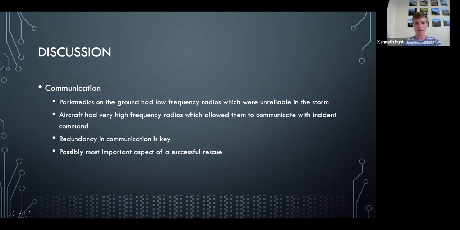And possibly the most important aspect of a successful rescue. And I think it's worth mentioning that this was in 2005, and now the cornerstone of backcountry communication is satellite devices, which would not necessarily be affected by the lightning, and nowadays would be able to communicate more easily.